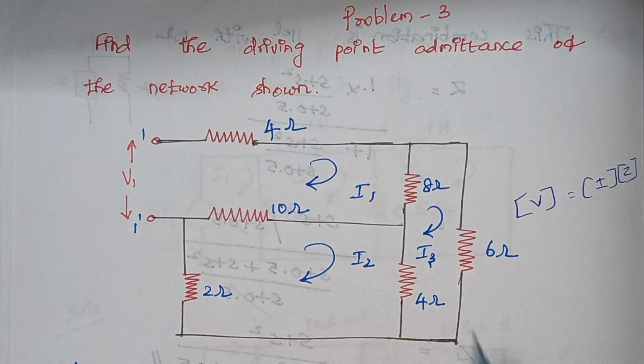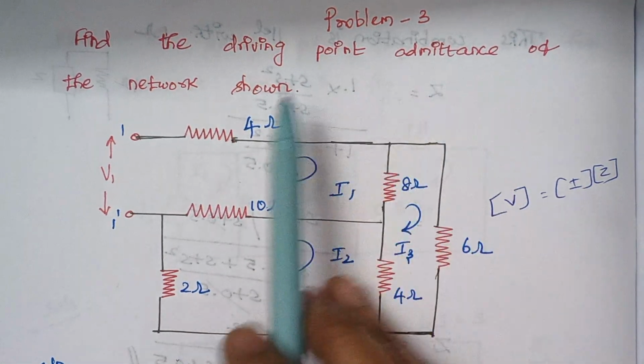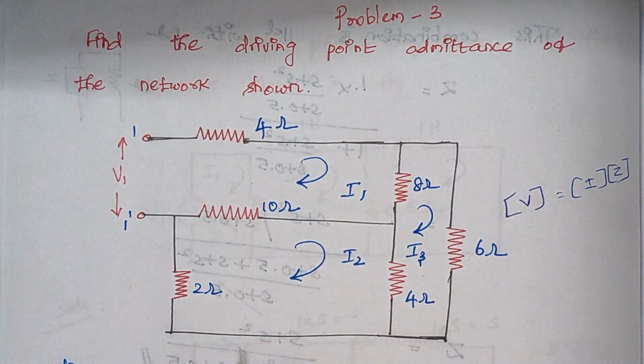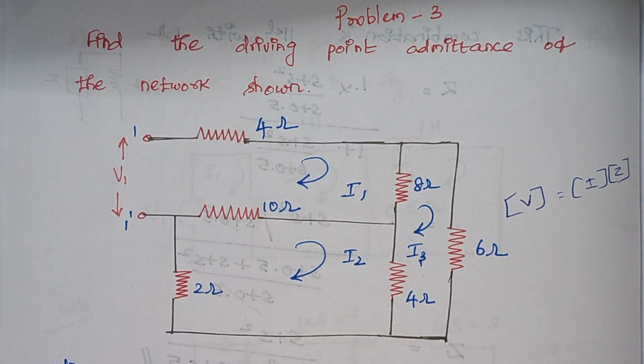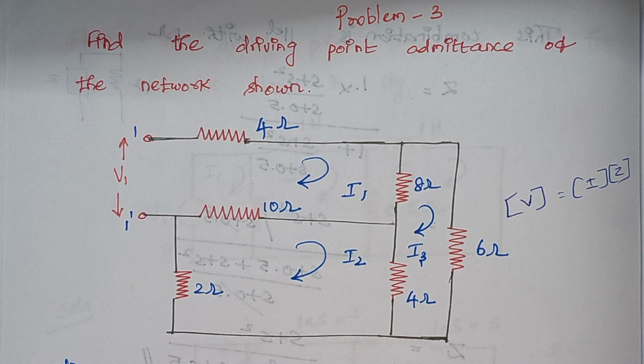The problem is to find the driving point admittance of the network shown. So here this is the given network. In the previous problems we calculated the value of impedance, but now we are going to calculate the value of admittance. So what is the relationship between admittance and impedance? They are reciprocal of each other.